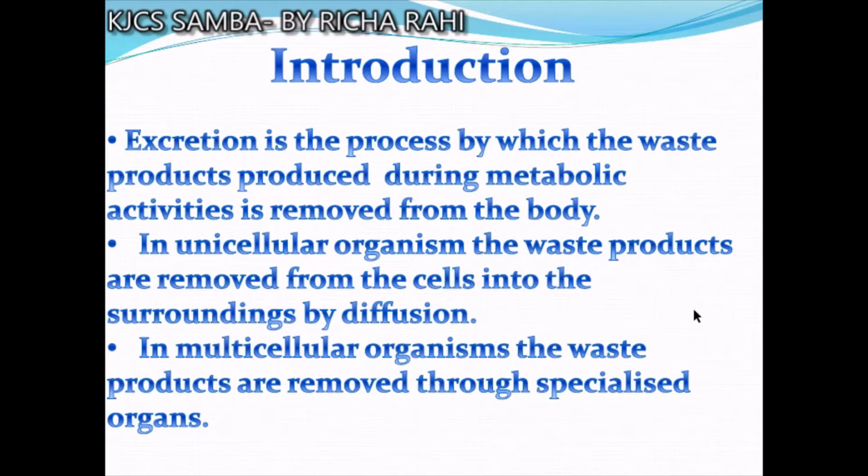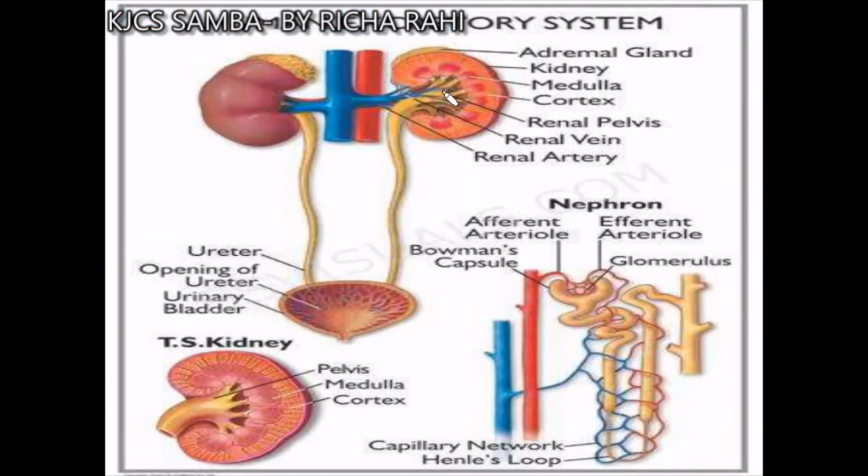Next, in case of unicellular organisms, the waste products are removed out from their body through a simple process of diffusion. But if we see multicellular organisms, these waste products are removed out from the body through specialized structures or specialized organs. If we talk about humans, kidneys are the specialized structure which are responsible for the process of excretion. Now the question is why excretion is needed. It is needed for the removal of waste material from the body and mainly for the regulation of the amount of water in the body.